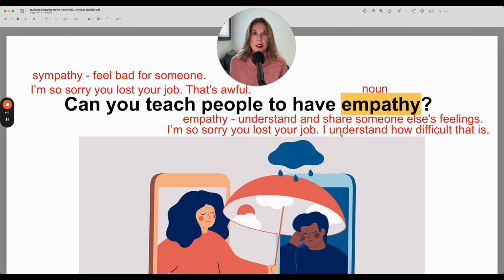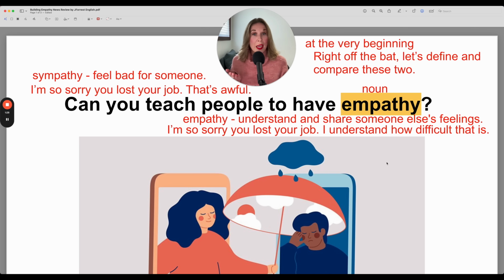Maybe because I lost my job last year, or my husband, my brother, my father, my friend, my roommate lost their job. So I have a deeper understanding of those feelings. So it's a subtle but important difference. Empathy, sympathy. You may remember that I said right off the bat, let's define and compare empathy and sympathy.